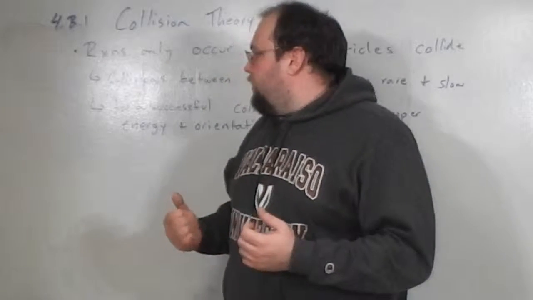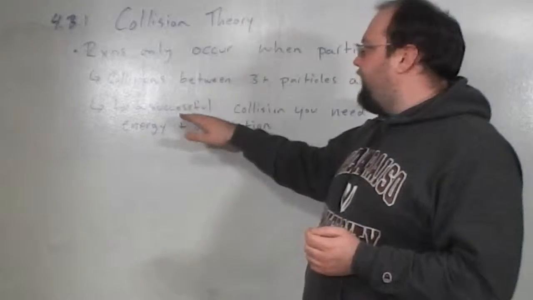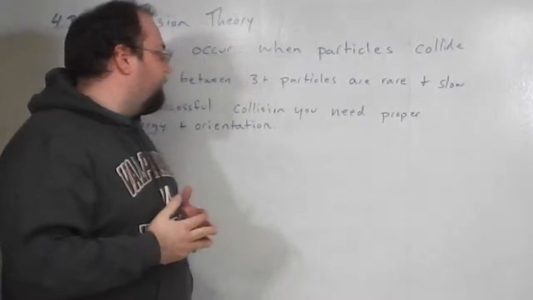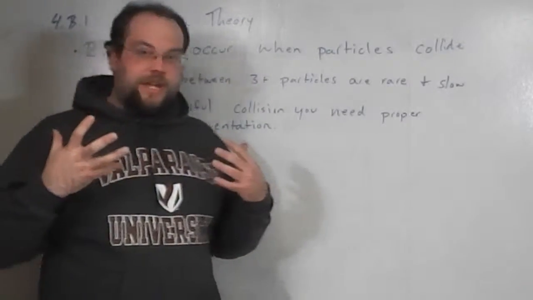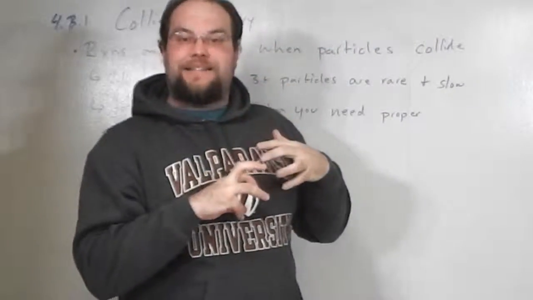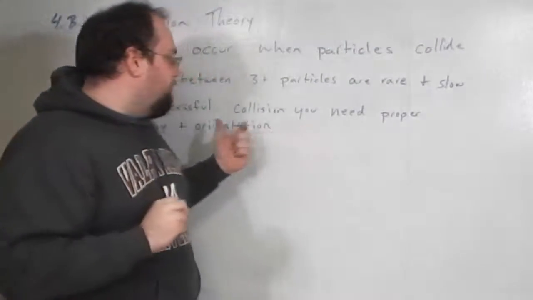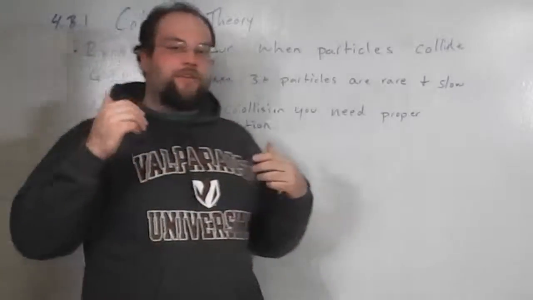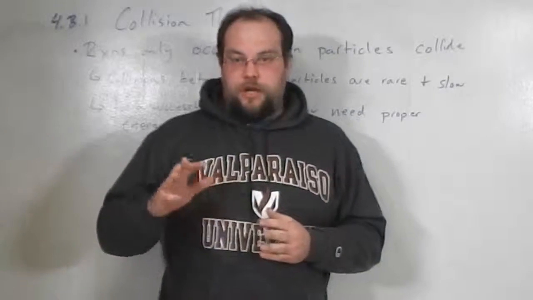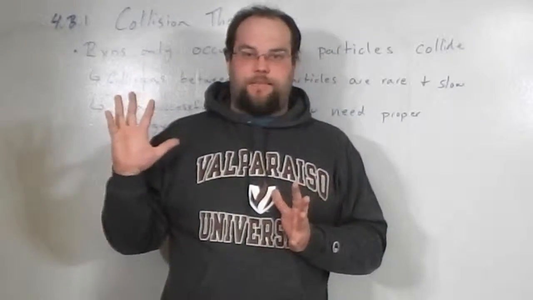So, for a successful reaction to occur, the particles need to collide, and they need to have the proper orientation, meaning that particle A has to collide with particle B at the right spot, and they both have to have enough energy to overcome the activation energy barrier. And we'll talk about that next time a little bit.